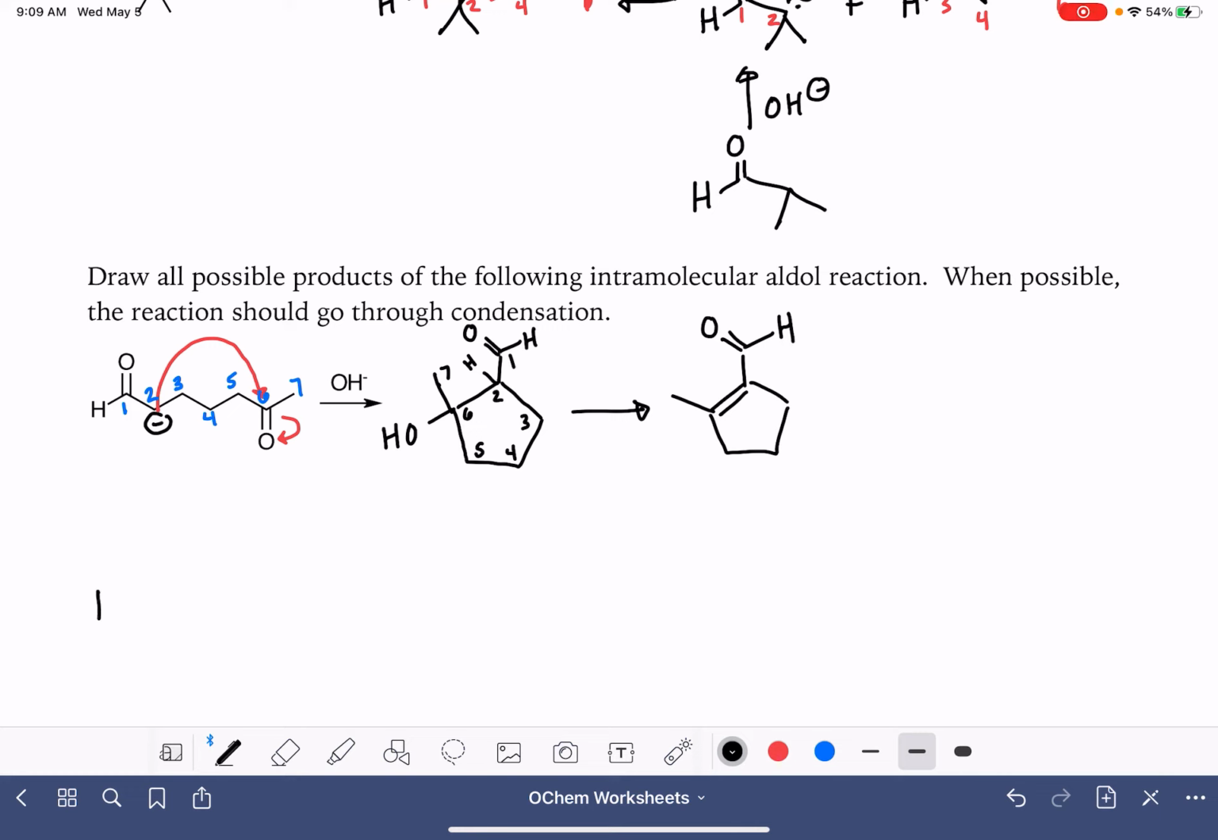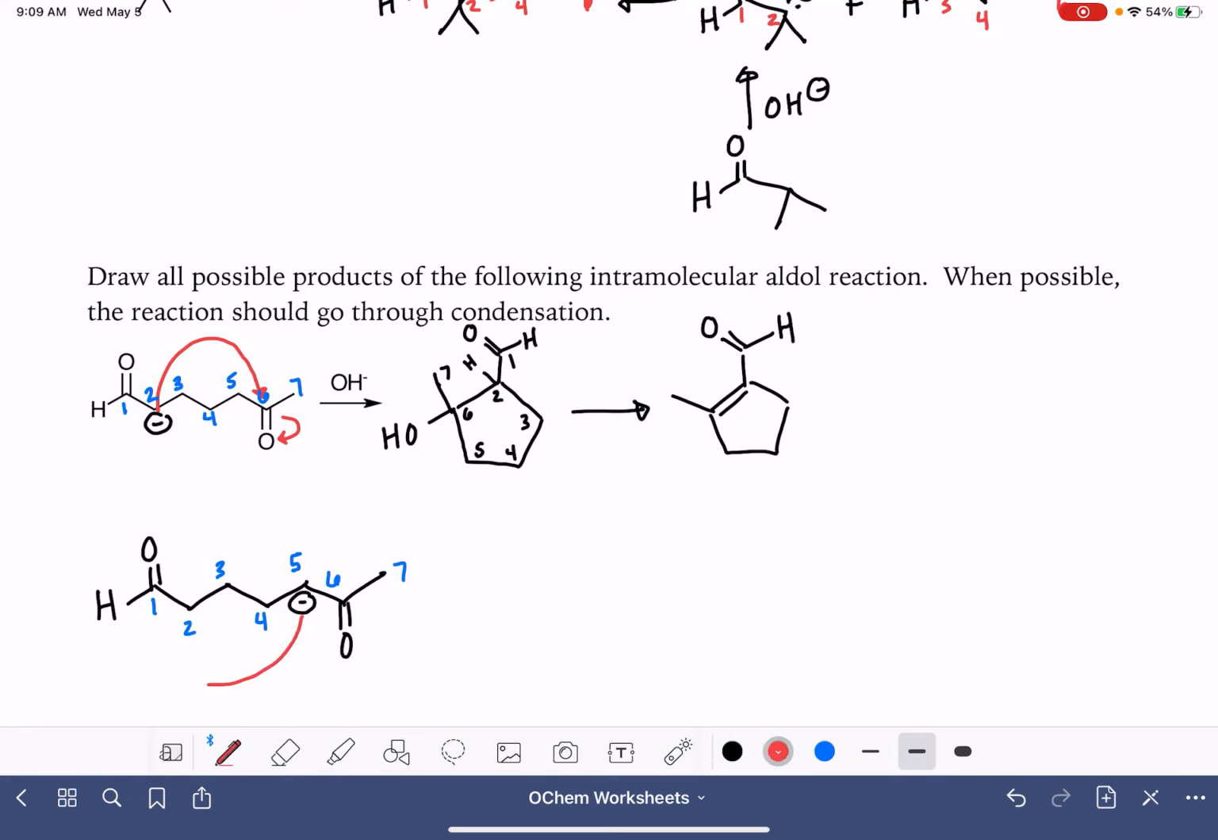Now we're going to consider a different possible product. I'm going to redraw this original molecule. I'm going to use the same numbers, 1, 2, 3, 4, 5, 6, 7. We've already considered putting the enolate on carbon number 2. We could also possibly have the enolate on carbon number 5. So that's what we're going to consider next.